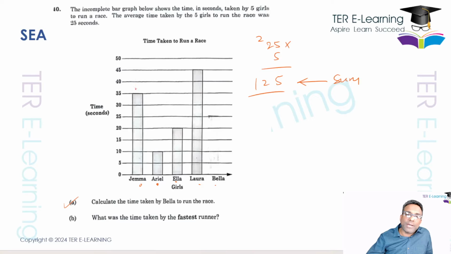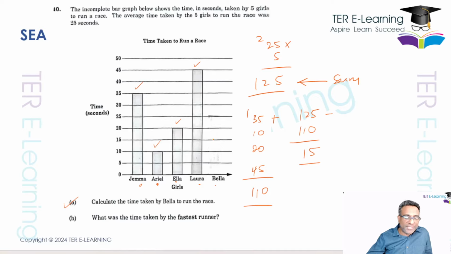Now, if you look at Gemma, right, that's 35 seconds, plus Ariel, that's 10 seconds, right, plus Ella, that's 20, right, and then we have Laura, that's 45. So let's work out our total here. So 5 and 5 is 10, 3 and 1, 4, 5, 6, 7, 8, 9, 10, 11. That's 110 seconds that we have accounted for. So to work out Bella's time, we're going to take 125 and you're going to minus 110, right? So that's 5 take away 0 is 5, 12 take away 11, you're going to get 1. So therefore, Bella is going up to 15, right?